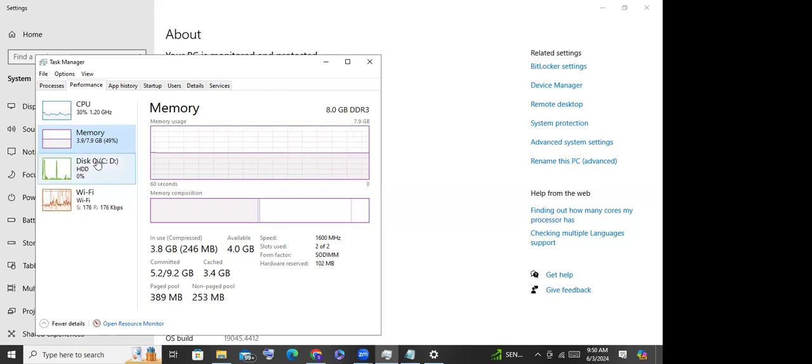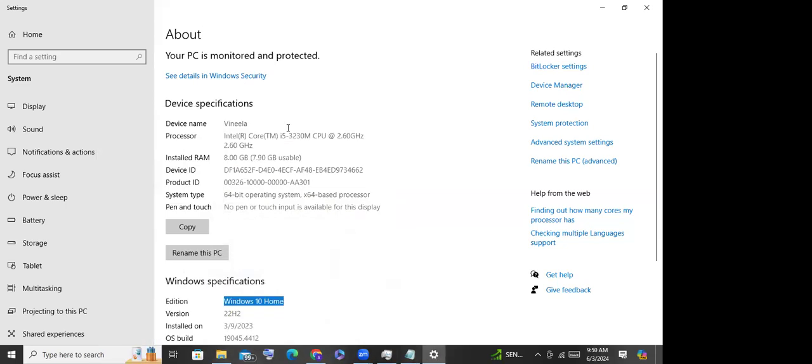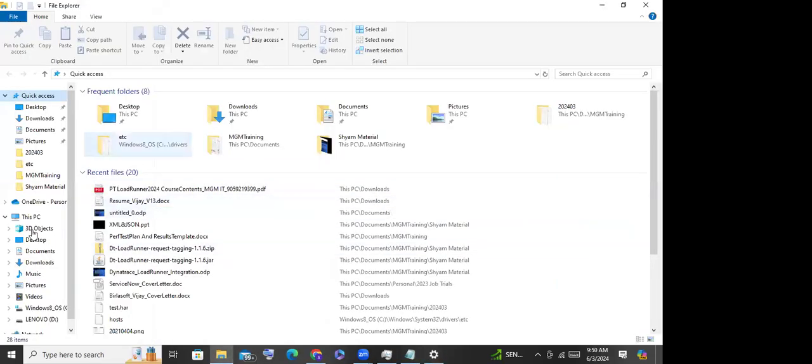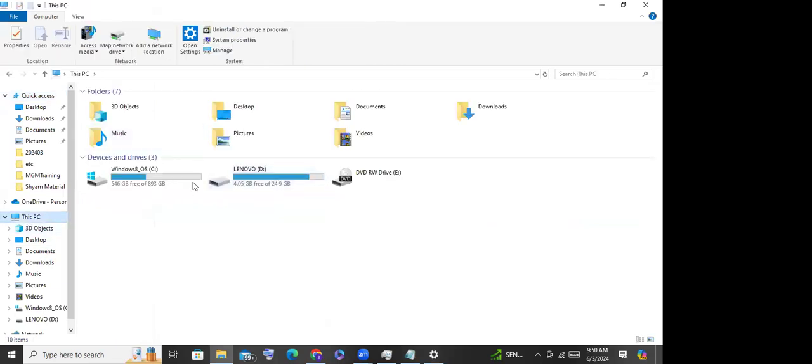And what is the disk capacity? You would not be able to find the disk capacity over here, guys. You would have to go into My PC, and over there you would be able to find the disk capacity. Over here I have 900 GB and over here I have 25 GB. So somewhere around 925 GB, around 1 TB, a 1 terabyte hard disk I have. Isn't it?